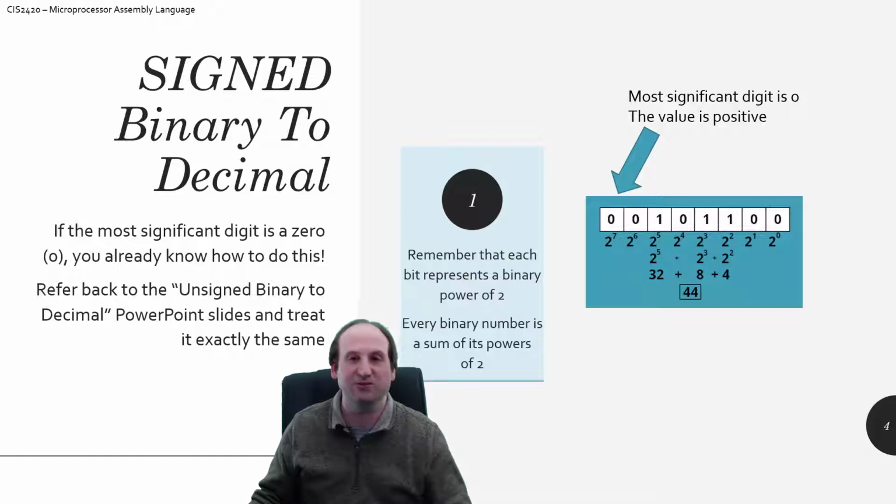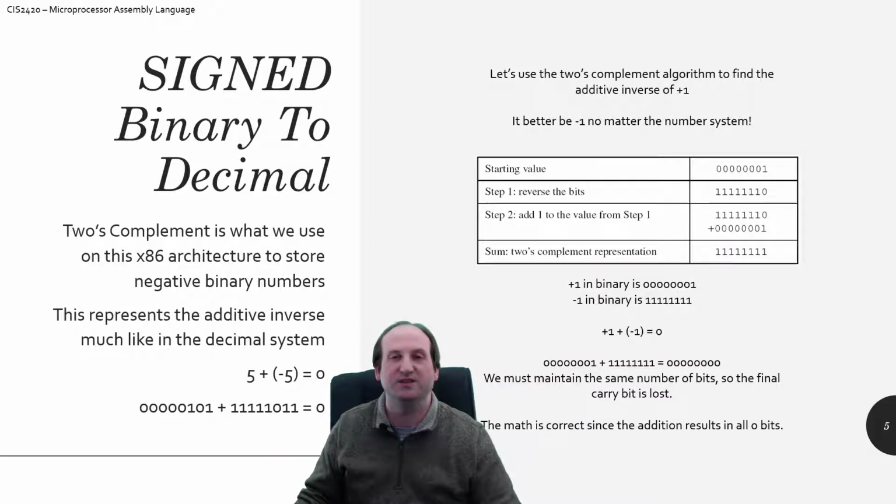And the next slide will show what to do when you're dealing with a negative number, and that changes everything here. We need to introduce a brand new algorithm in order to understand positive numbers and negative numbers and what we call the additive inverses. So this slide is pretty good at showing that.